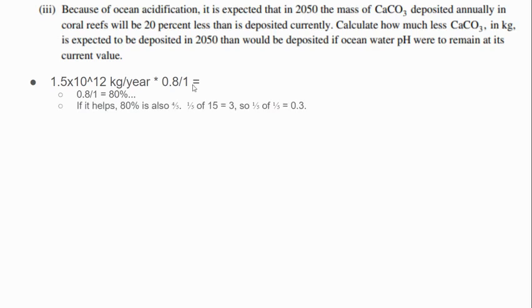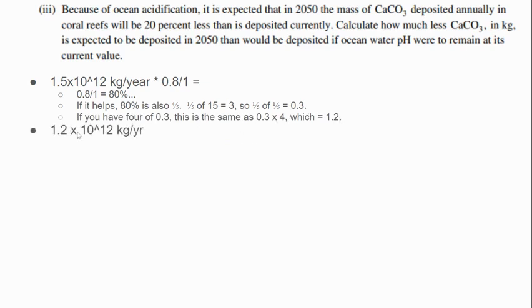It tells us how much is going to be deposited. If this helps, 80% is also 4/5. So 1/5 of 15 is 3, and this makes sense. 3, 6, 9, 12, 15. Anytime you have 20%, you're basically having 1/5, or 5 small parts. So 1/5 of 1.5, sorry, that should say is 0.3. I apologize for that little typo. If you have 4 of 0.3, this means the same as 0.3 times 4, which is 1.2.